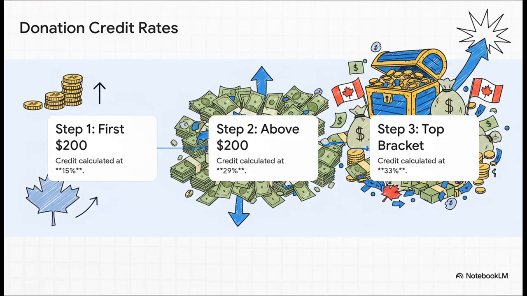The charitable donations credit is really interesting because its value actually goes up the more you donate. So the first $200 of your annual donations gets you a credit at the lowest tax rate, 15%. But for any donations you make above that $200 mark, you get a much higher credit rate of either 29% or 33%, depending on your income level. It's a clever design that really incentivizes larger charitable gifts.